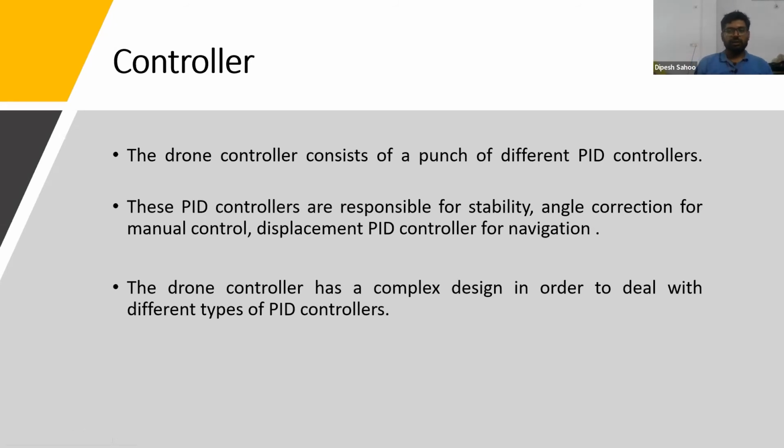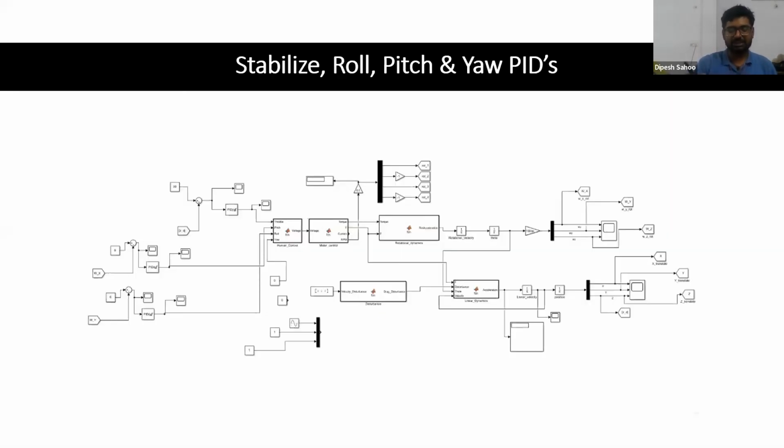The drone controller consists of a bunch of different PID controllers. The PID controllers are responsible for stability, angle correction, manual control, displacement, and navigation. The drone controller has a complex design in order to deal with different types of PID controllers. You can see this is a simple MATLAB architecture that we will be designing in our long-term, or you can say one month, drone sessions.